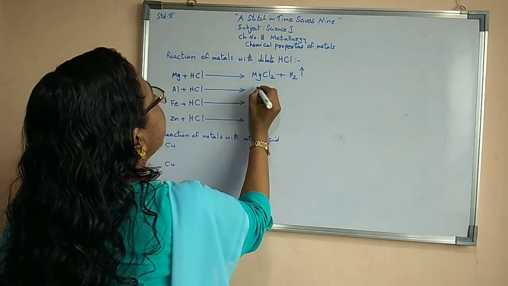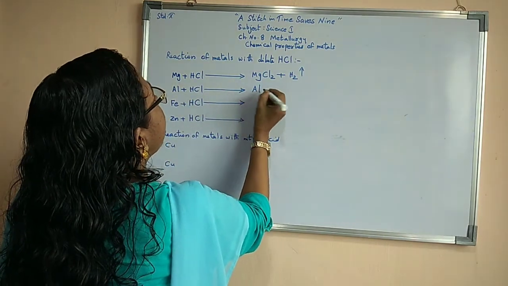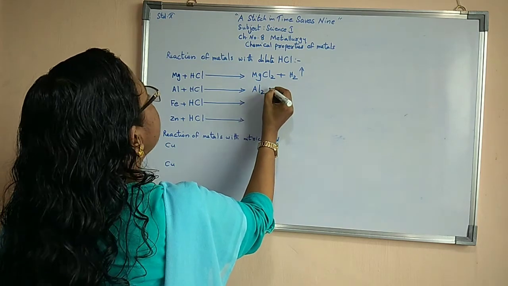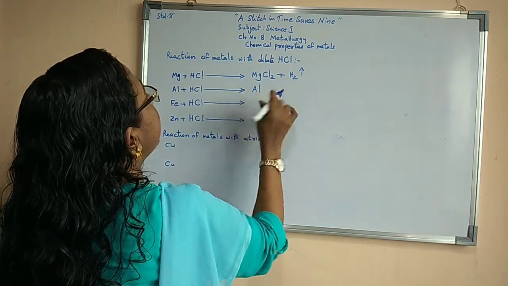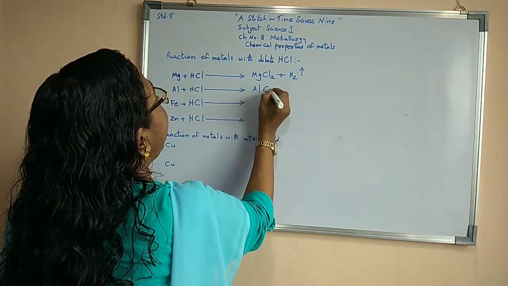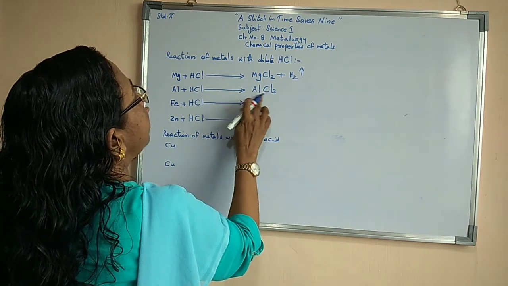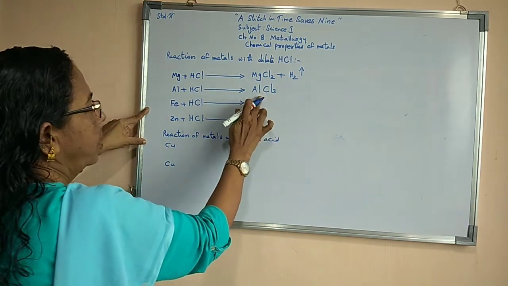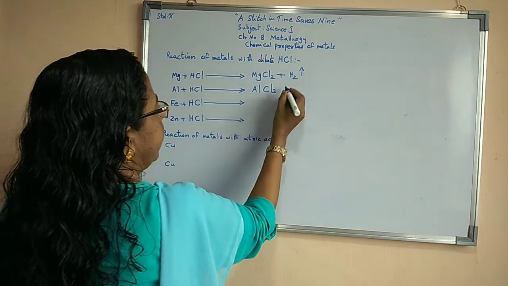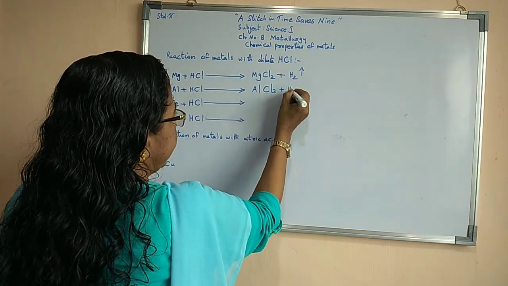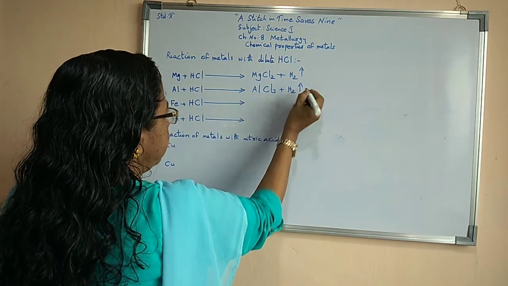Aluminium reacts with the hydrochloric acid, aluminium chloride, AlCl3. Aluminium, its valency is 3, chlorine valency 1, AlCl3. Along with that hydrogen gas will form.